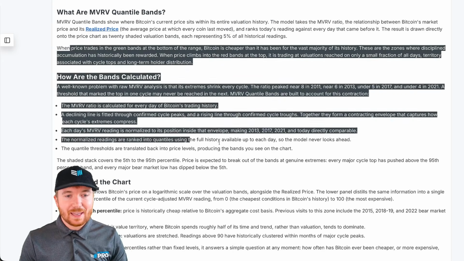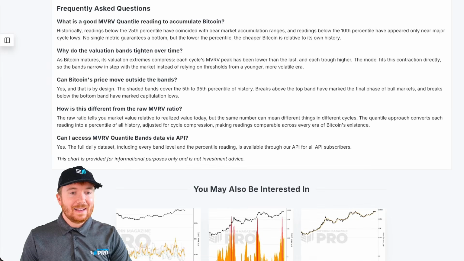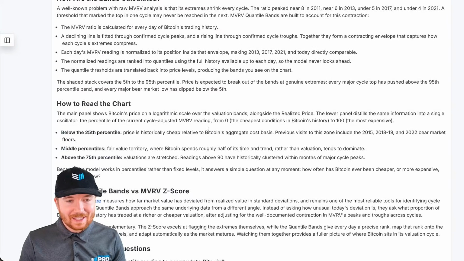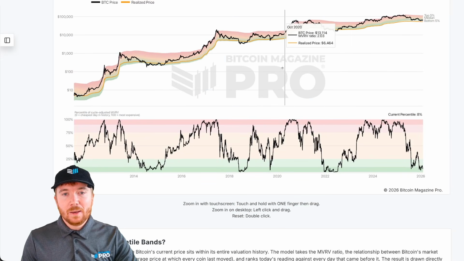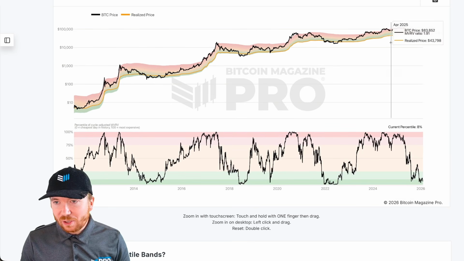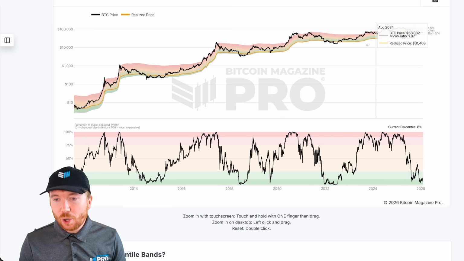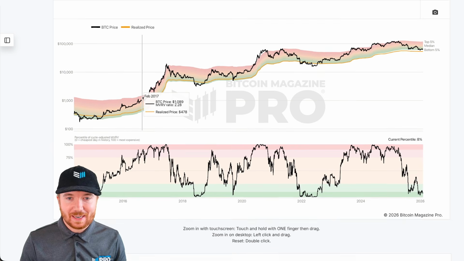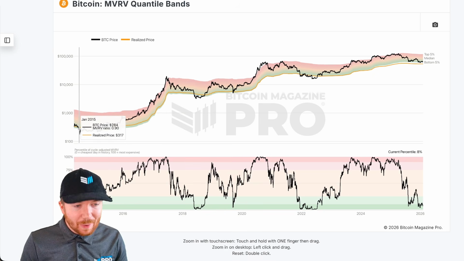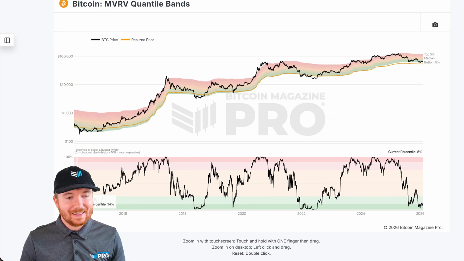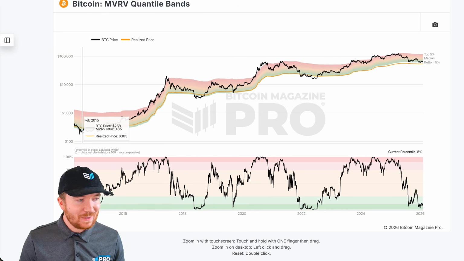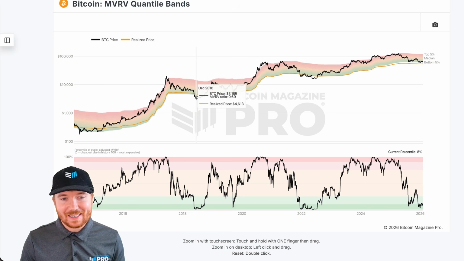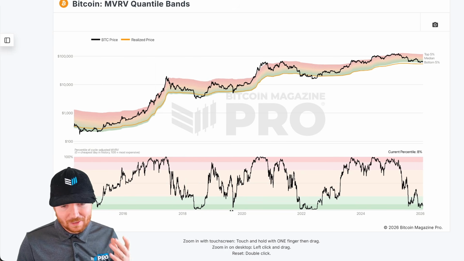So we can scroll down here and you can see all of the underlying logic, calculation methodology, etc. But if we just look at where we are right now, current percentile, 8%. Now, if I just zoom in over the past 3 cycles, what we can see, this is comparable to when Bitcoin is pretty much bottoming out in every single bear cycle. Can we go lower? Yes, of course we can.